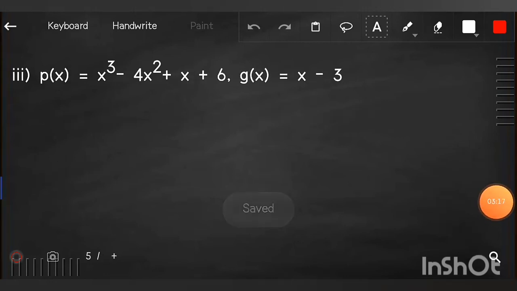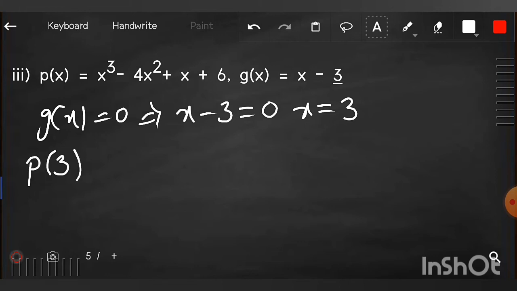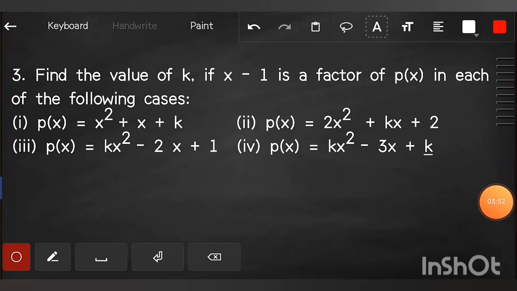Now see the third problem. Here also g of x equal to 0, x minus 3 equal to 0, x equal to 3. Now we have to substitute 3 in place of x in the given polynomial. If the result obtained is 0, then we will say that x minus 3 is a factor of the given polynomial. If not, we will say that it is not a factor of the given polynomial. So this is also you do it yourself. So the first Roman was done, the second Roman was done. Now let us see the third Roman.